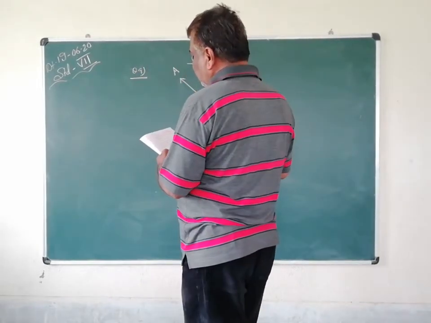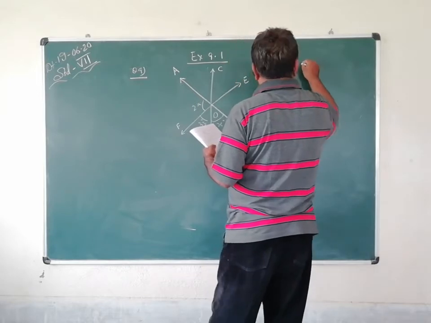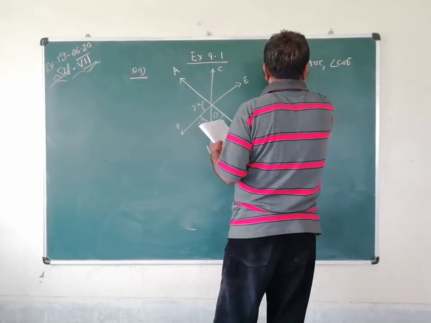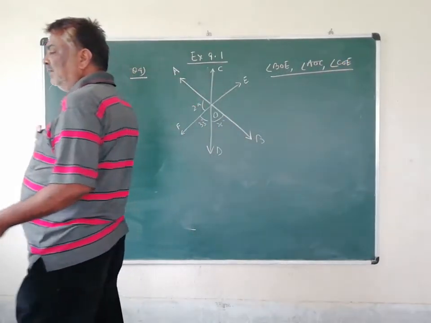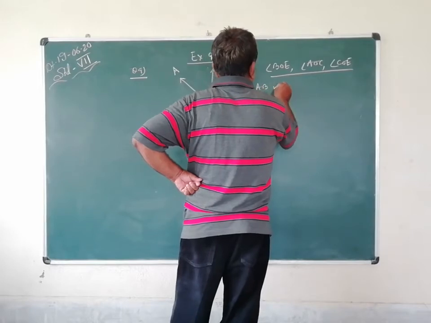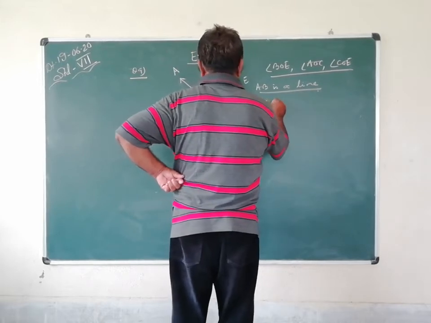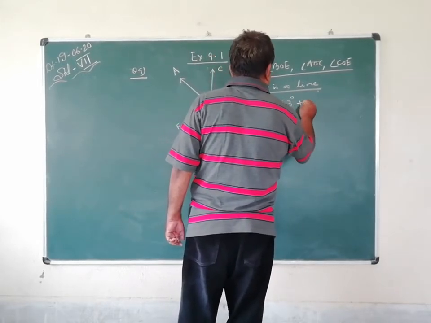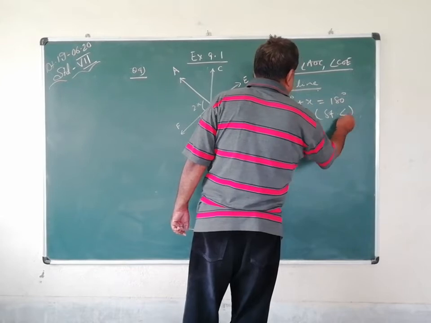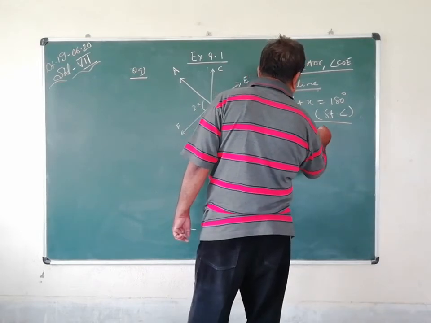We have to find out the value of angle BOE, angle AOC, angle COE. That we have to find these things. Here you may find that AB is a line. Therefore, 2x plus 33 degree plus x is equal to 180 degree, a straight angle, that is forming a linear pair. 3x is equal to 180 minus 33.